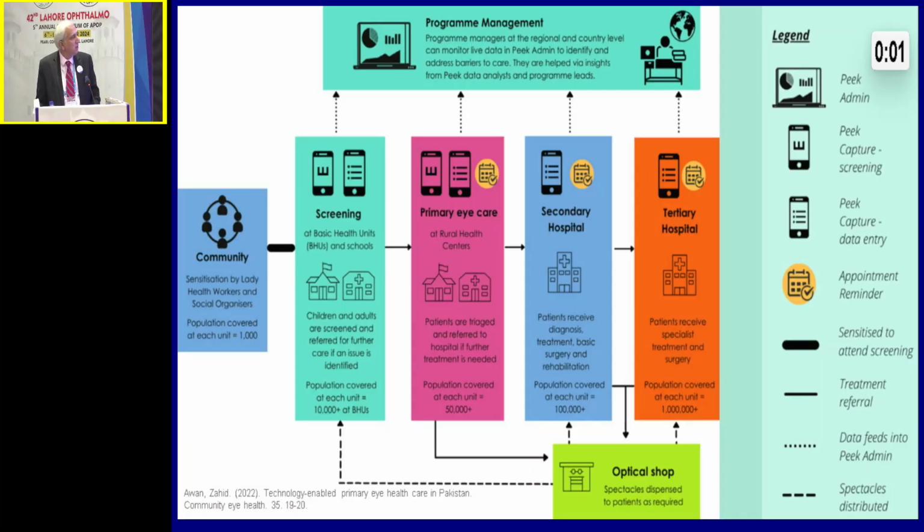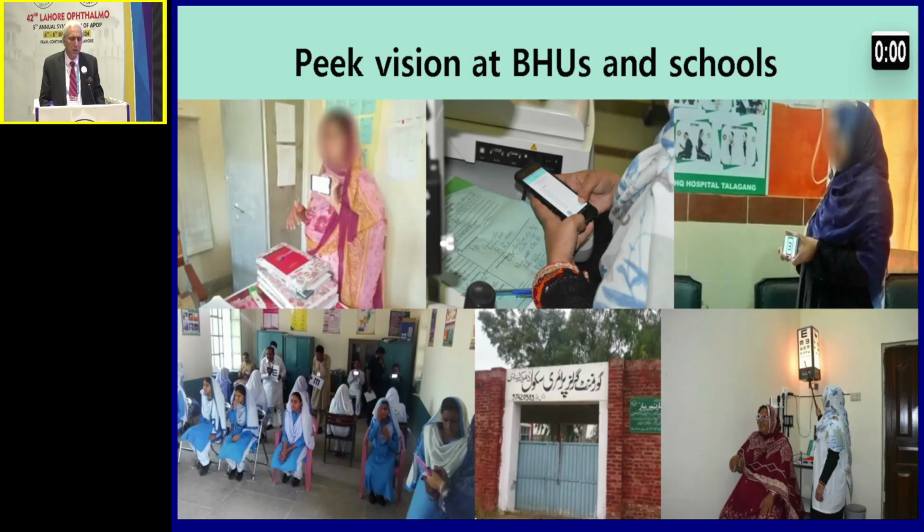So if they are going to a school for screening, then the optical shop is there, or you can deliver the spectacles to them at a later stage. So this is a complete network which works seamlessly through an online system. And this is just a simple screening chart.